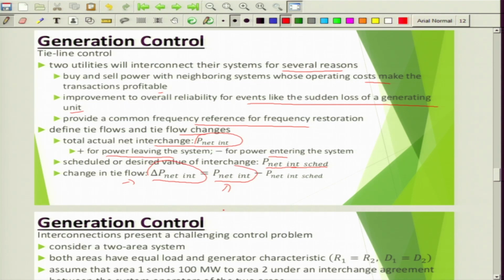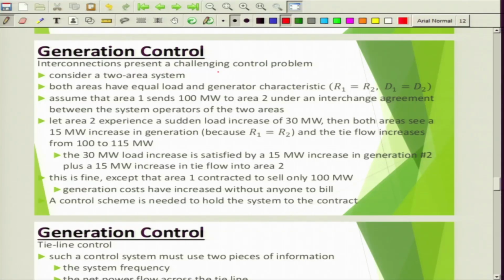There is a sudden disturbance, and before that there is already a scheduled exchange agreement. Apart from that, if there is a sudden change in load which is not part of the agreement, then the total power increase or decrease in the power flow because of this sudden disturbance in power consumption in either of the networks is expressed as delta P net interchange. So interconnections now present a challenging control problem. There is already a tariff, and there is economics behind this tie line power flow.